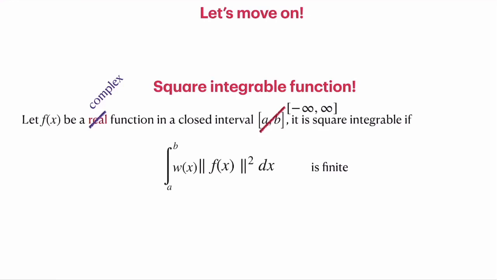to b. Both of them or either of them can take the value of infinity. That means we can have a function from minus infinity to plus infinity, or minus infinity to b, or some value a to plus infinity. All the combinations can happen including infinity, and even then if this integral is finite, then we call all such functions square integrable functions.